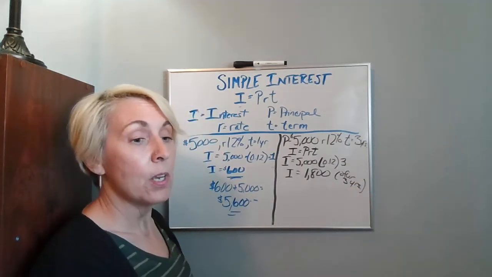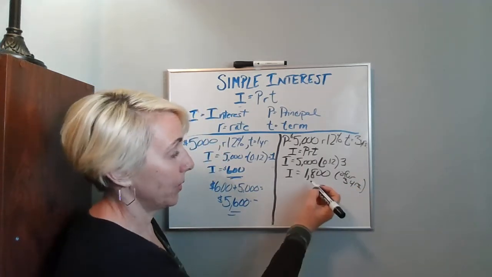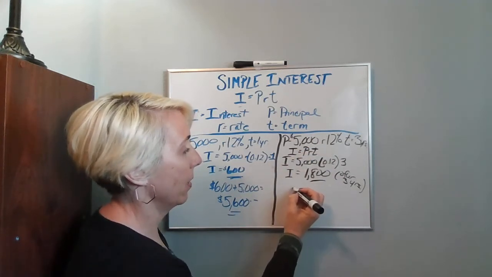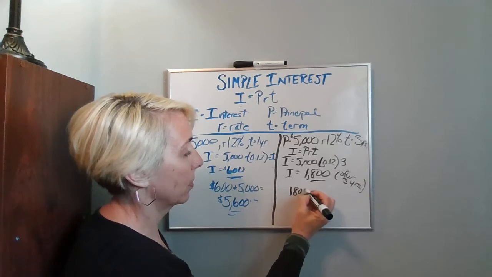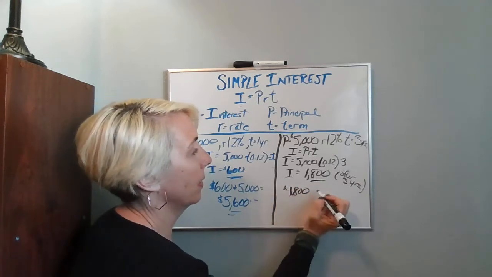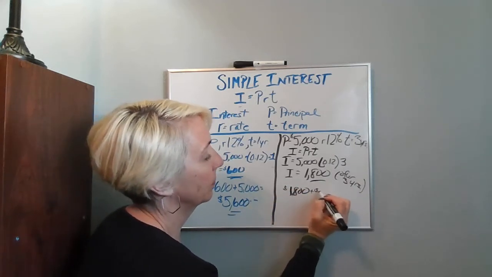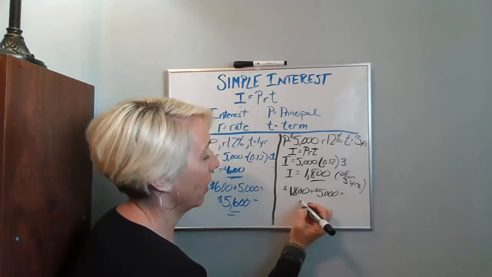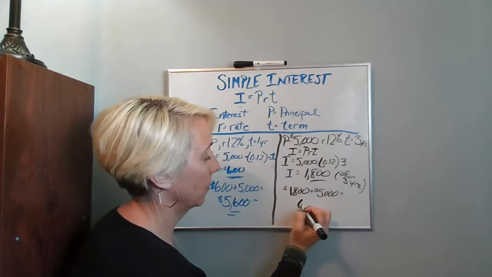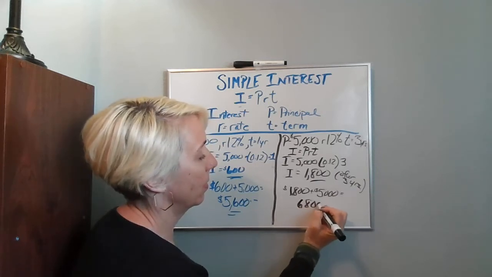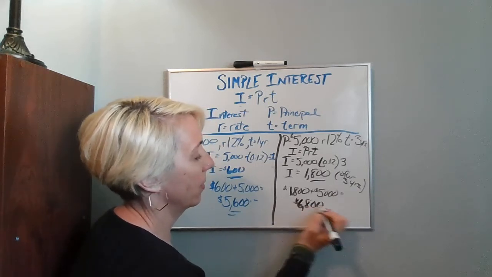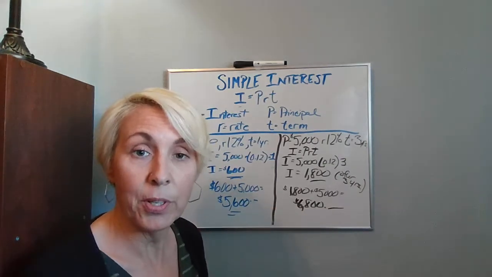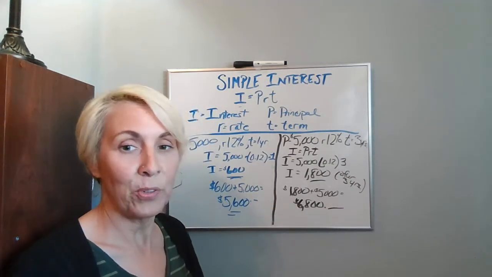Not bad, right? So what we're going to do now is we're going to take our interest and add it to our principal. And we will have $6,800 in the bank at the end of 3 years pending no withdrawals.